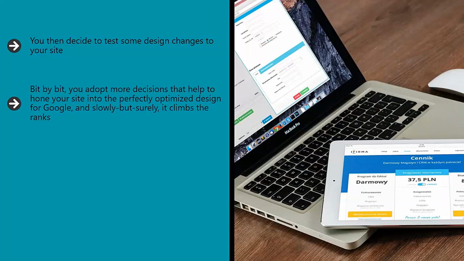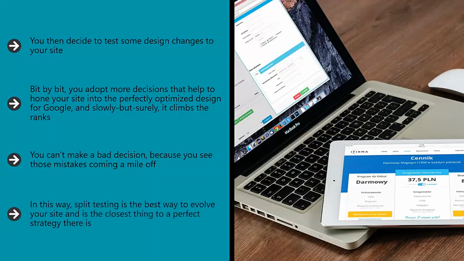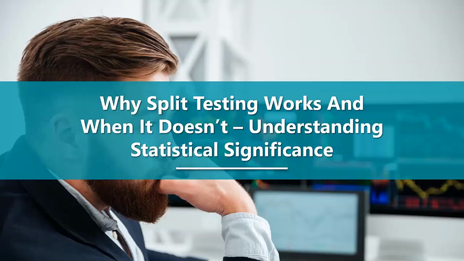Bit by bit, you adopt more decisions to help to hone your site into the perfectly optimized design for Google, and slowly but surely, it climbs the ranks. You can't make a bad decision because you see those mistakes coming a mile off. And if you keep tweaking, you keep on improving. In this way, split testing is the best way to evolve your site and is the closest thing to a perfect strategy. Why split testing works and when it doesn't, understanding statistical significance.